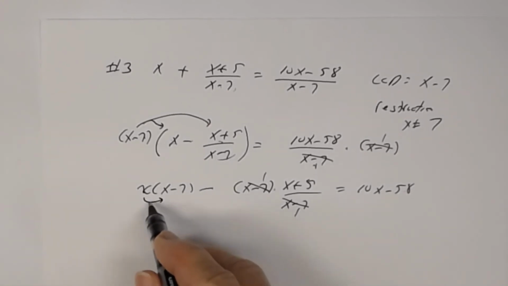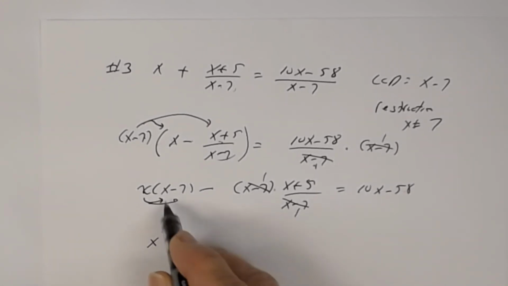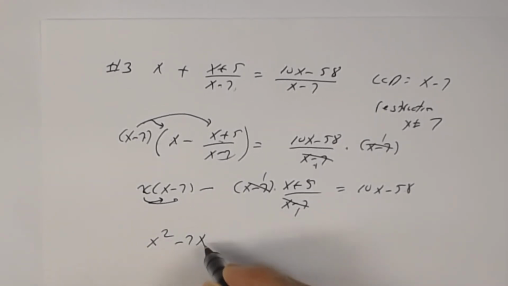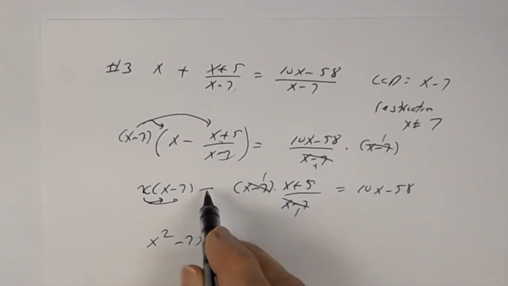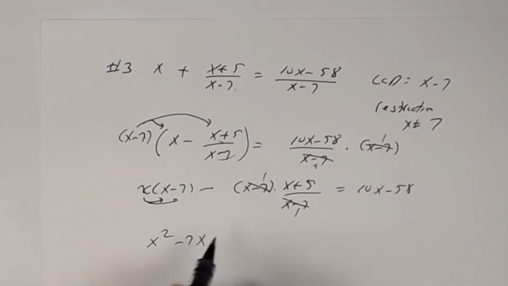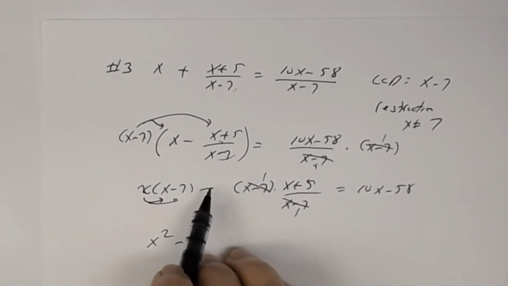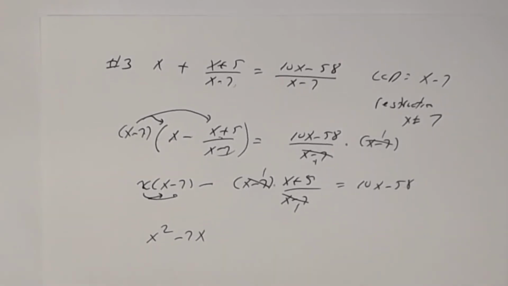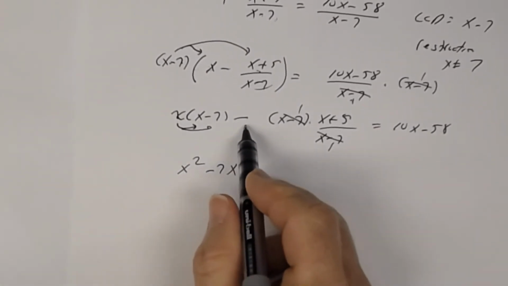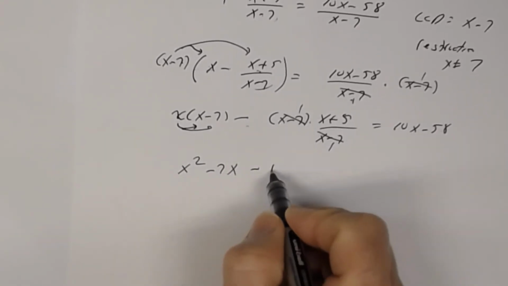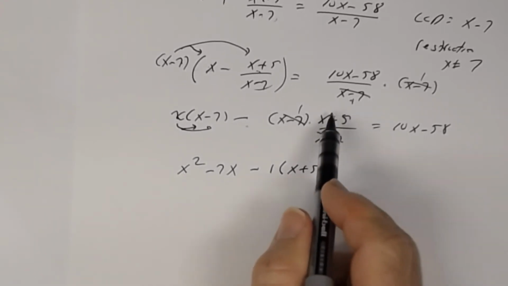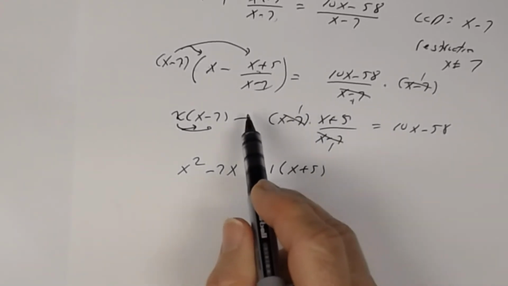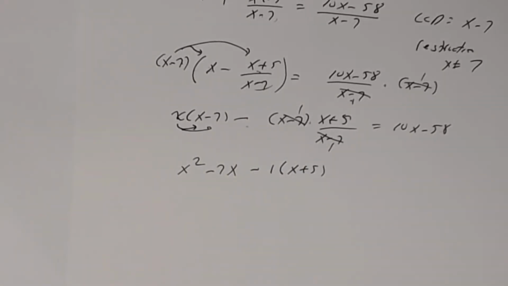Now right here, I'm going to distribute the x. So I get x times x is x squared. x times a negative 7 is a negative 7x. Now be careful here. That subtract 1 times x plus 5. See, that's a subtraction. That's going to cause you an issue if you're not careful. If this was an addition problem, you wouldn't have any trouble. But since it's a subtraction, you've got to be careful. So what I would do first is distribute like I did here, but right here I would say minus 1 times x plus 5. Put that x plus 5 in parentheses because x plus 5 is being multiplied by, in this case, negative 1.